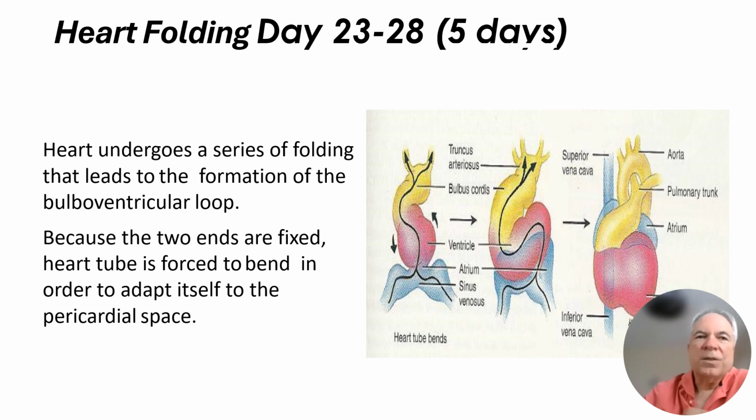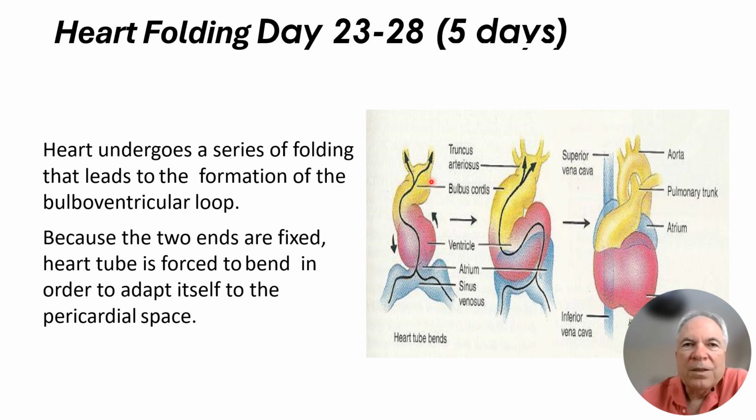So the next major step is the folding of the heart tube. And this leads to the formation of the bulboventricular loop. Because the two ends of the heart are fixed, the heart tube, as it stretches, is forced to bend in order to make room in the pericardial space.